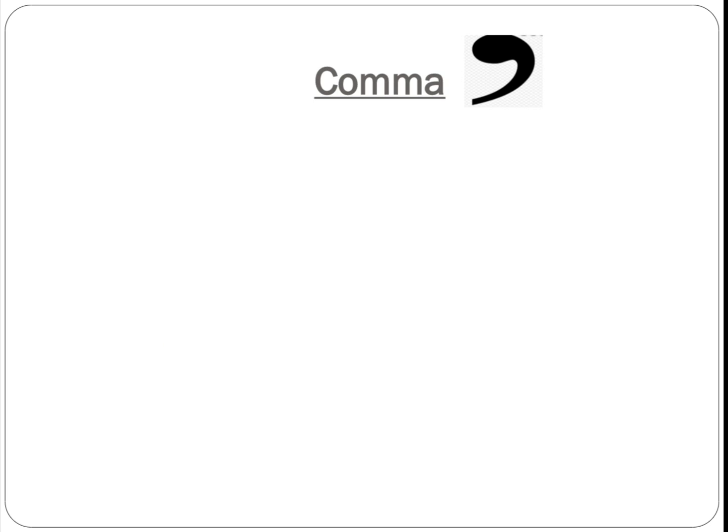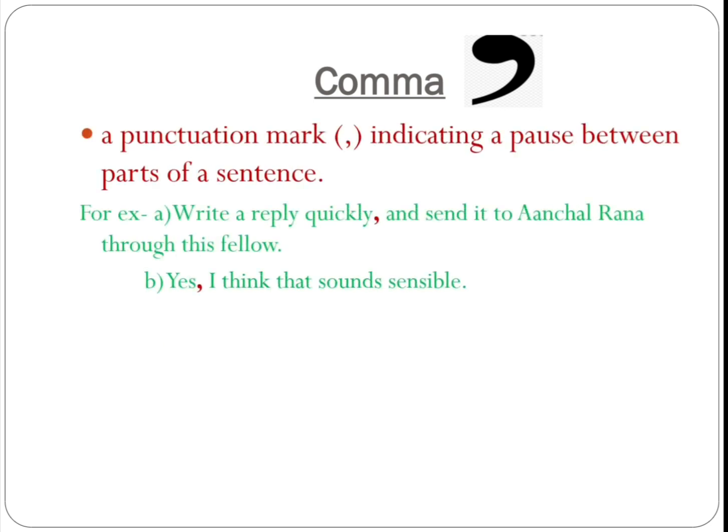Now next is comma. Comma is a punctuation mark indicating a pause between parts of a sentence. For example, write a reply quickly and send it to Achal Rana through this fellow. After quickly, we will put a comma because there is a pause between these two parts. Now the second example is, yes, I think that sounds sensible. Again here, we will put a comma after yes because it's indicating a pause between the two parts.